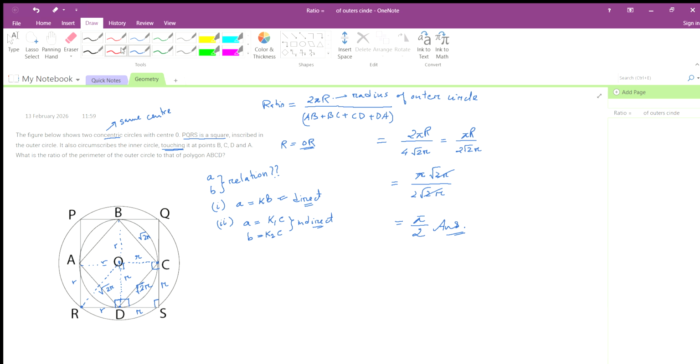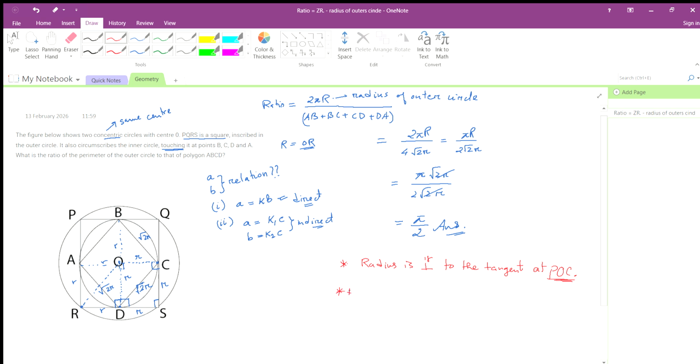So from this question, what did we learn? First, radius is perpendicular to the tangent. Very important, at point of contact. Please note the word in this part. It's perpendicular to tangent only at the point of contact.